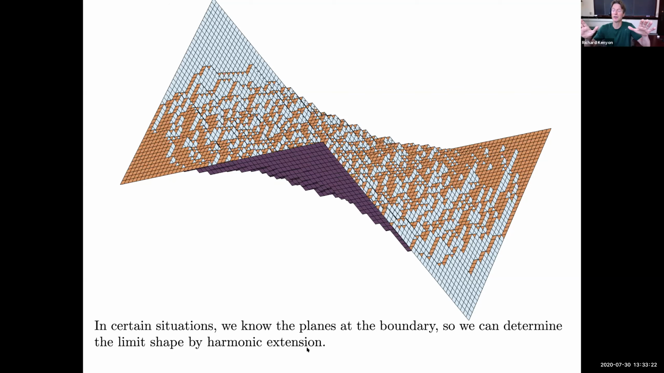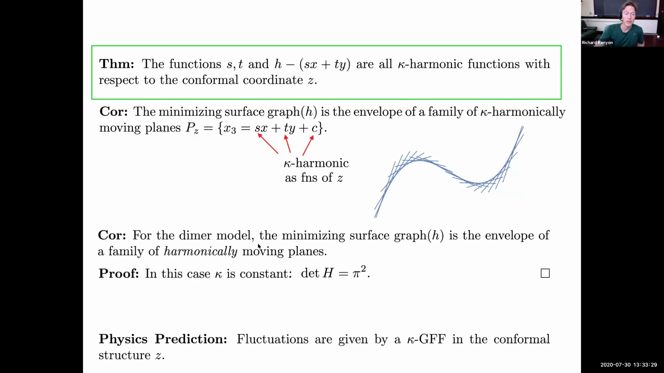If you know the planes on the boundary and you look at the unique family which harmonically extends the boundary values, that will give you the minimizing surface inside, at least for the dimer model. And assuming you can Kappa harmonically extend, the existence is easy. Depending on Kappa, it might not be easy to give an explicit solution, but the Kappa harmonic extension is also something reasonably well understood.